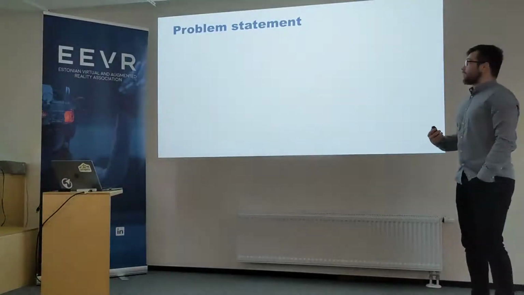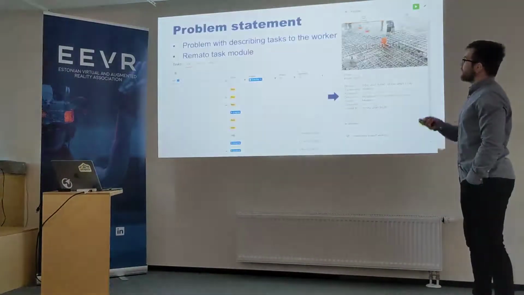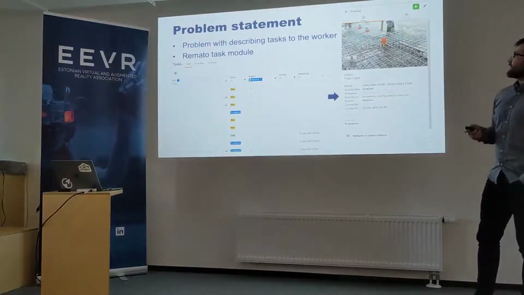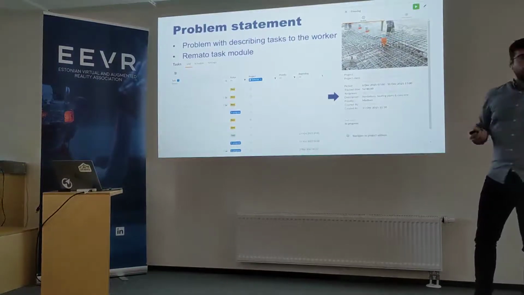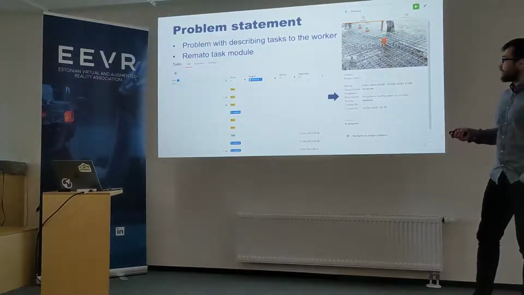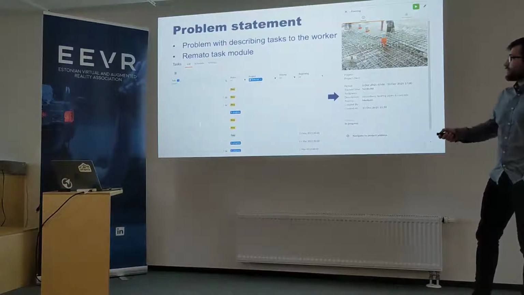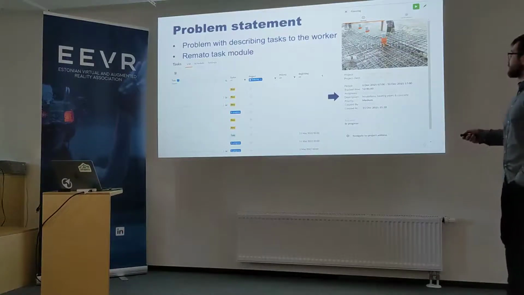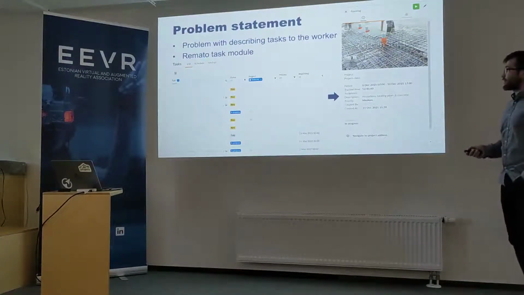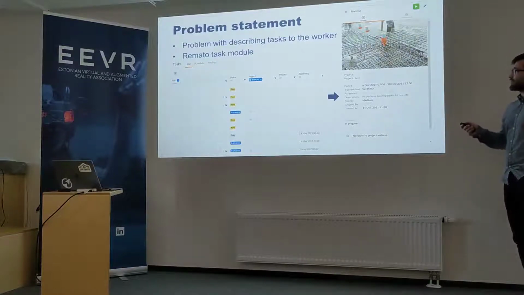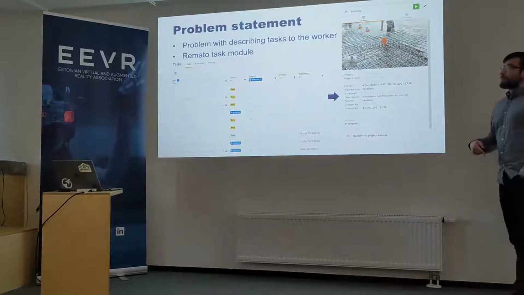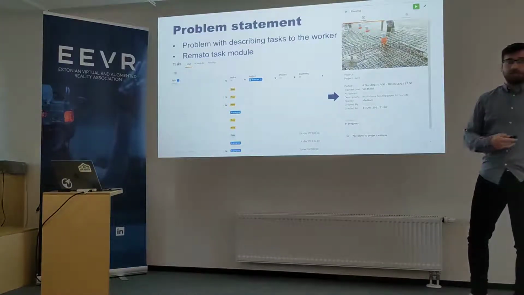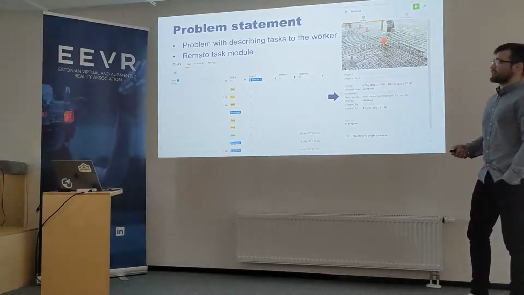So where the problem comes in is that we describe tasks to the workers. Currently, when using Remato, the workers can see this huge table with all of the tasks and statuses, projects, and when they begin. And if they open the task up, they will receive an overview with the features of the task, periods, start time, and little descriptions. And this isn't usually enough. It needs plenty of pictures to actually describe the task to the worker.